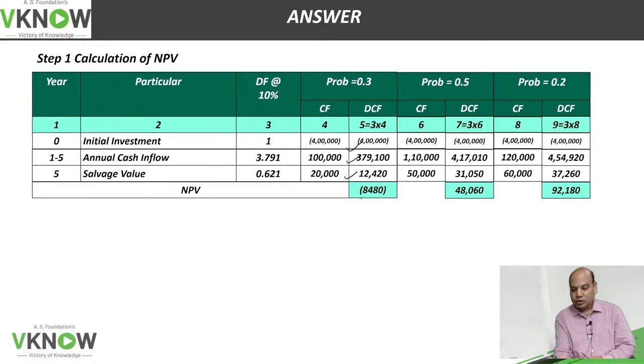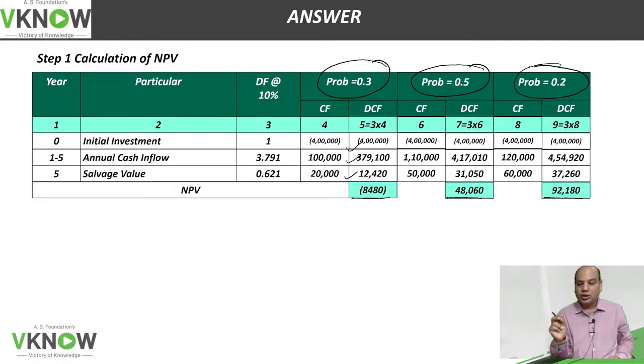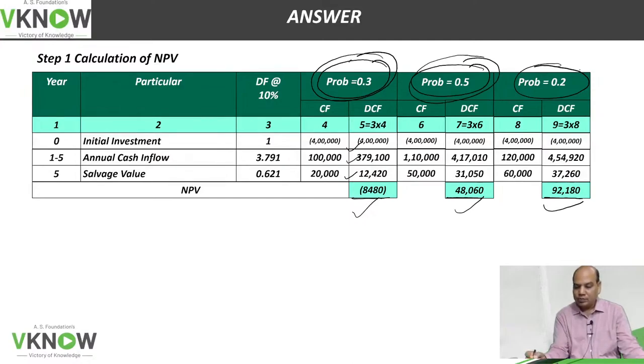92180. These are the three NPVs possible depending upon scenario 1, scenario 2 or scenario 3, whose probability is 0.3, 0.5 and 0.2. Now if they ask you what is the expected NPV of the project, this NPV multiply by 0.3 probability, this NPV 0.5 probability, this NPV 0.2 probability. So write down the answer below.